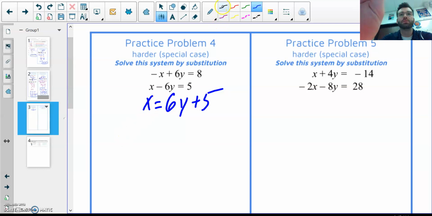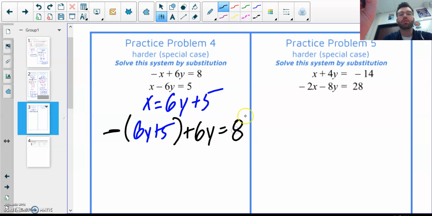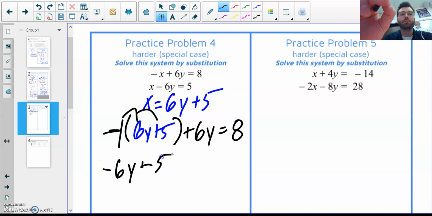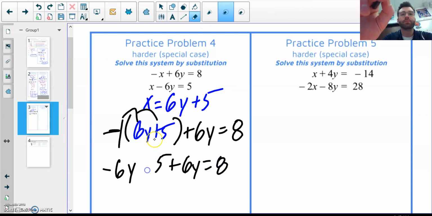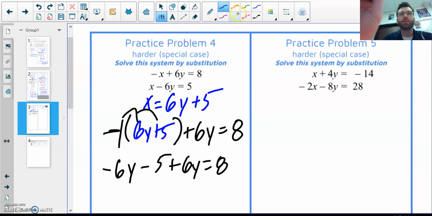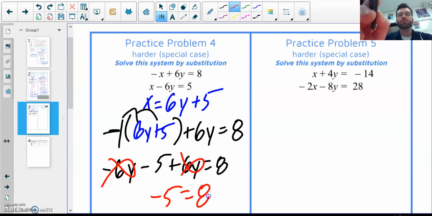If I substitute that into my first equation, that's negative, 6y plus 5. You may be able to see something that's about to happen, but don't blurt it out. I can pretend like this is a negative 1 here. Distribute the negative 1: negative 6y minus 5 plus 6y equals 8. Well, what happens with my y's? Negative 6y and plus 6y. Oh, these cancel out, and I have negative 5 equals 8.